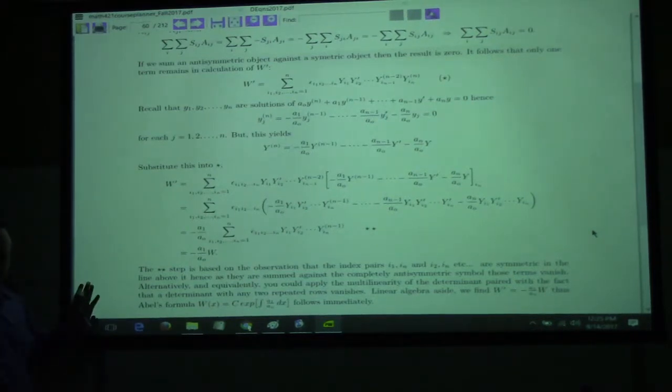If you're interested and want to talk to me about it, I'm happy to talk to you about it. It's a technical calculation, but I think it's important to say, because this Abel's formula is not just a second order thing, it's an always sort of thing, which is wonderful. We can always use the Wronskian to test for linear independence of solution sets.